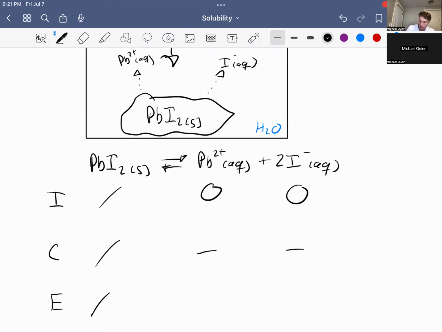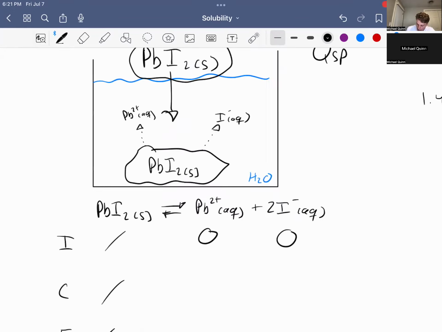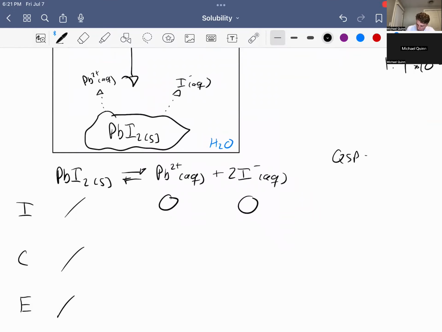or subtracting? Now, what we can do is look at our value of Q and look at our value of K to decide which way this reaction is going to shift. So Qsp versus Ksp, we know our Ksp is 1.4 times 10 to the negative 8. Qsp is equal to our lead times our iodide squared. And filling in these values for our initial column of the ice table, we have 0 times 0 squared. So Qsp right now is equal to 0.